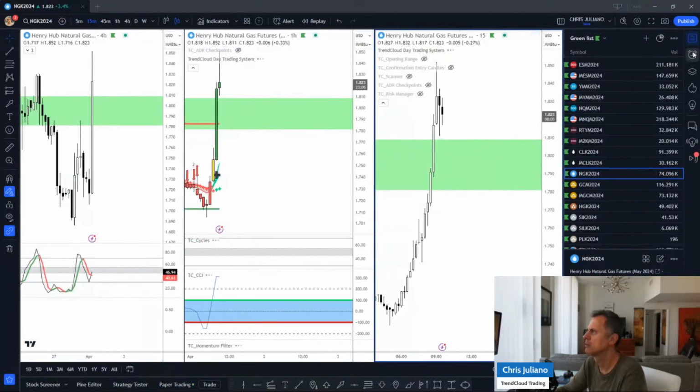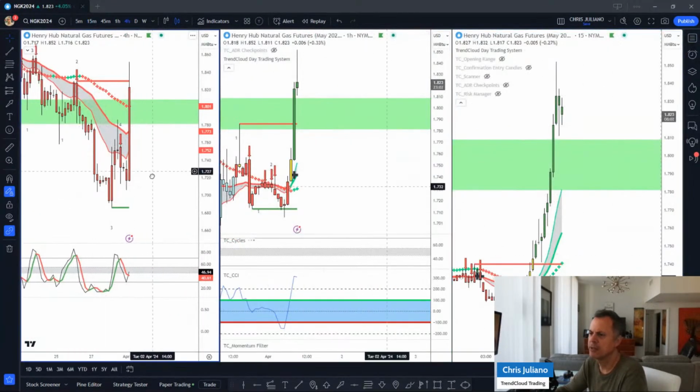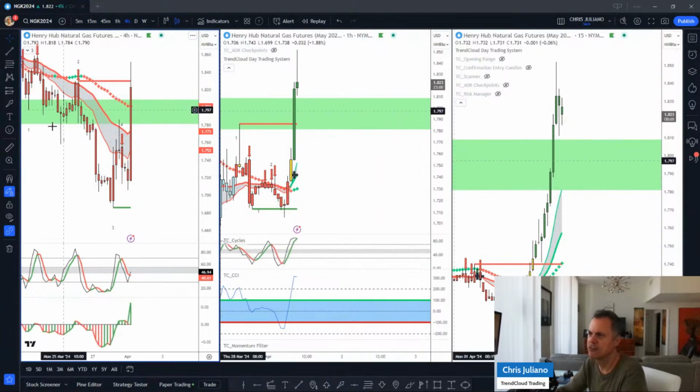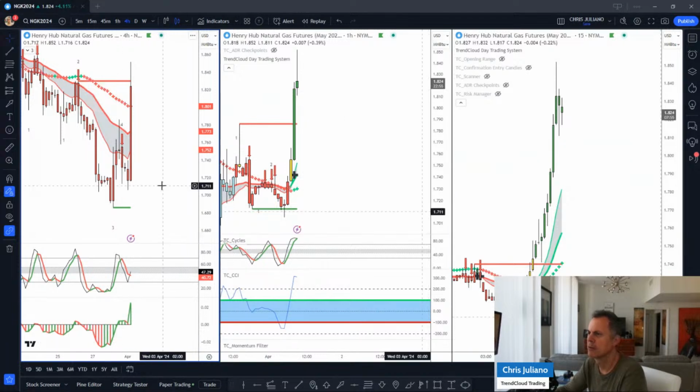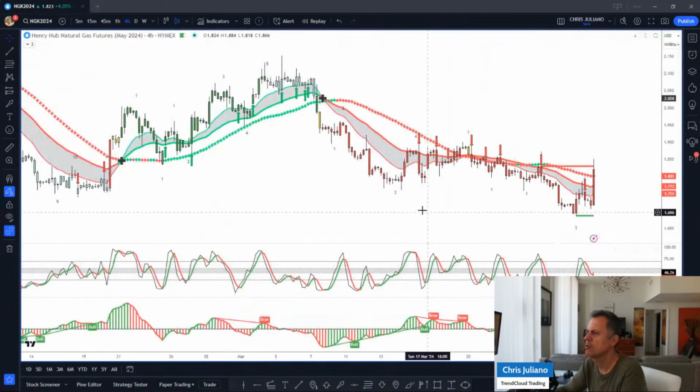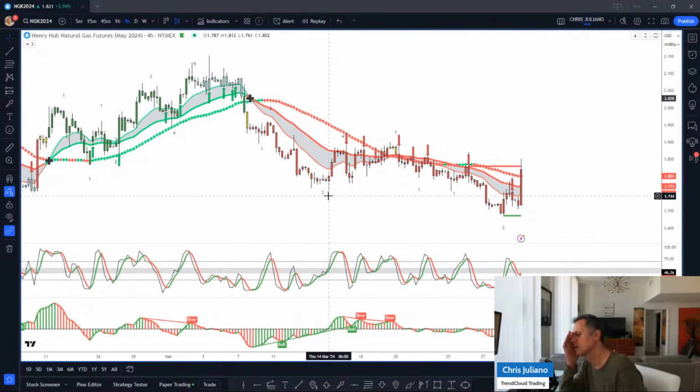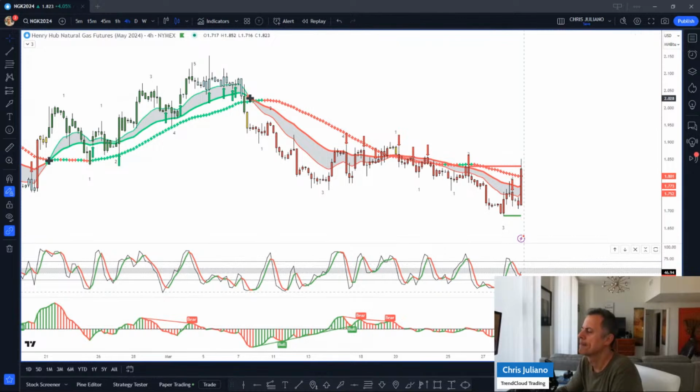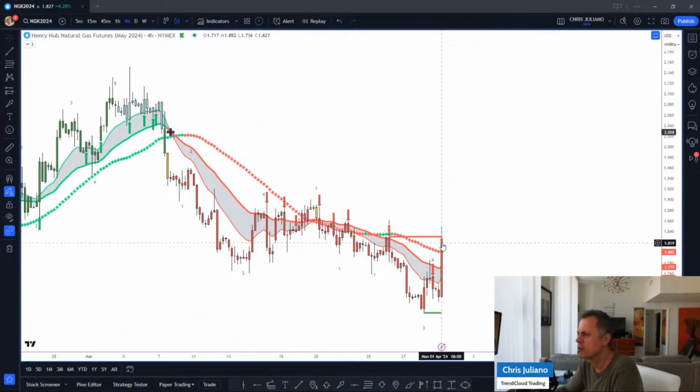Natural gas. Okay, natural gas, downtrend, right? Let's get rid of this. Focus on one chart at a time here. Definitely in a downtrend on that 4-hour chart. Breaking above trend cloud. So we've got this deep pullback taking place on the trend cloud.